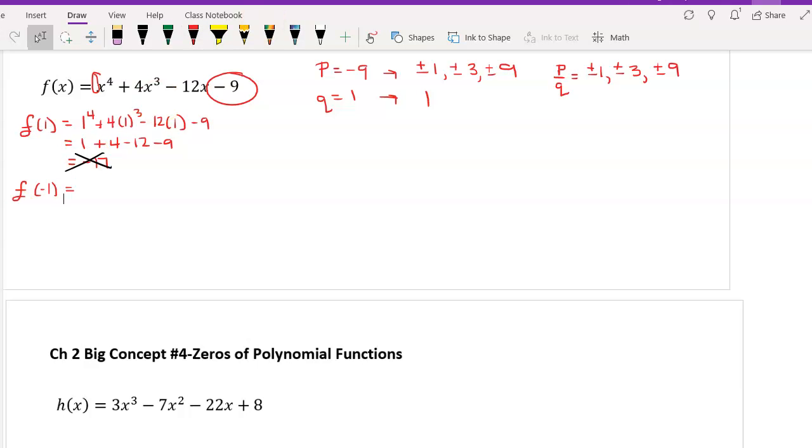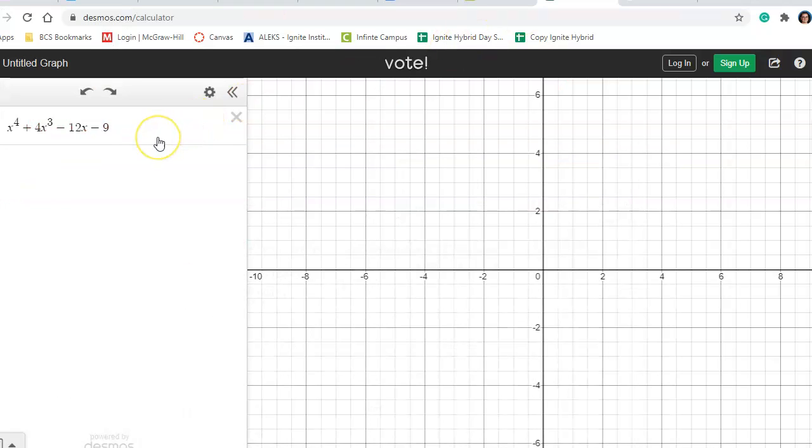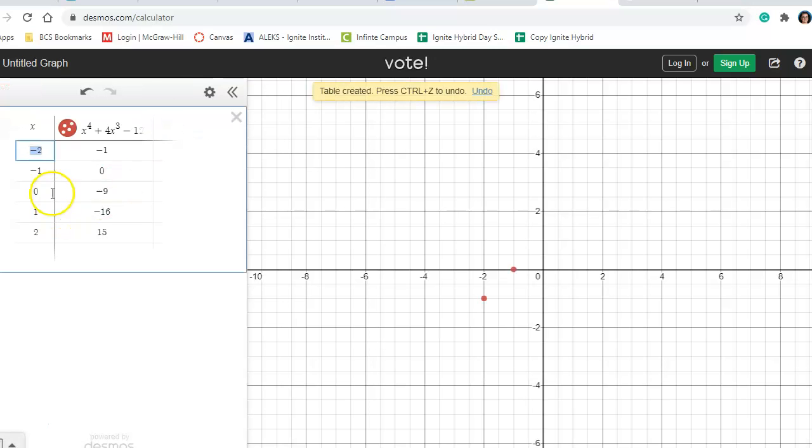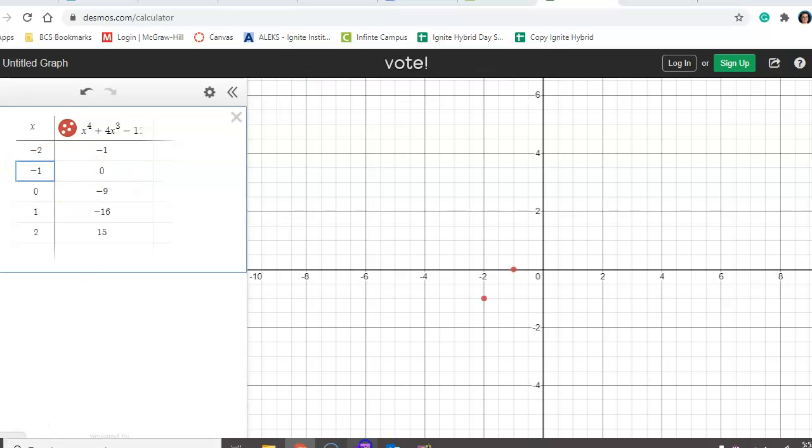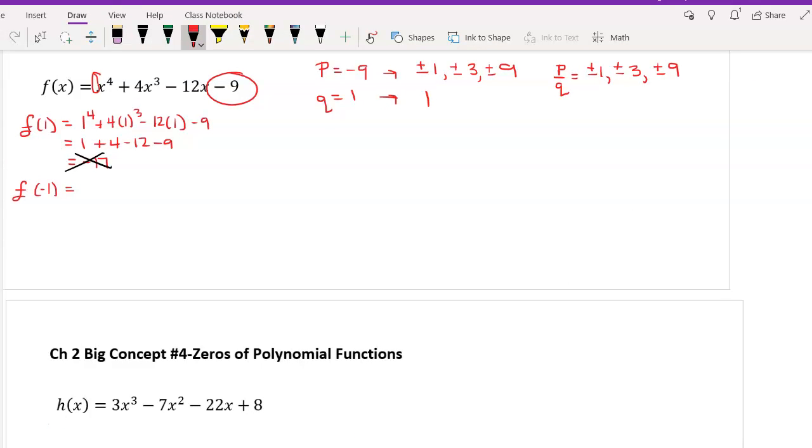I'm going to go to Desmos, which I already have popped up, and I've already entered in our expression. I need to check if negative 1 is a value. So I'm going to click on my expression. I'm going to go to the table, and notice it says convert to table. And now when I look, negative 1 yields a result of 0. So I'm going to go back over here, and instead of doing all that work, I know that negative 1 gives me 0.